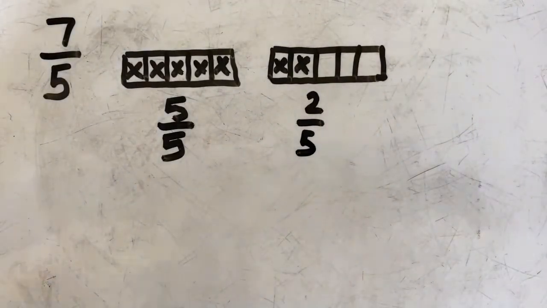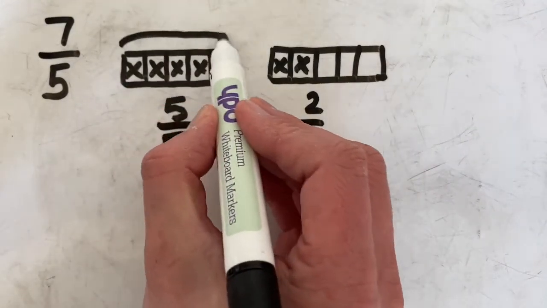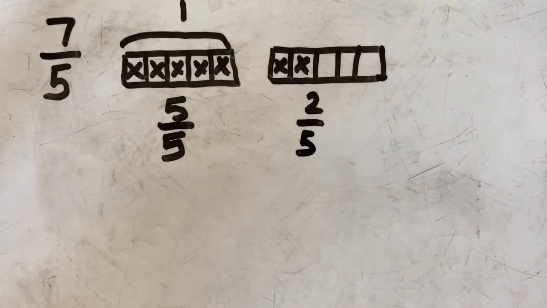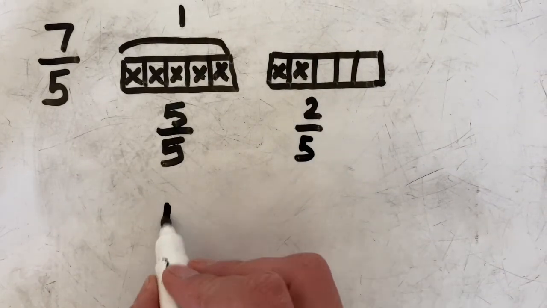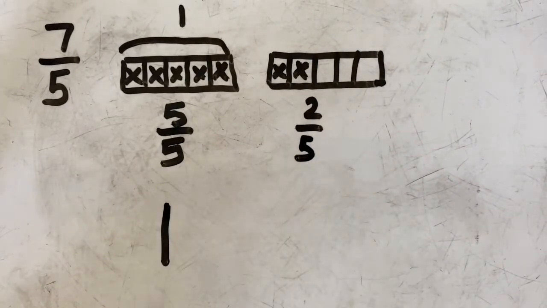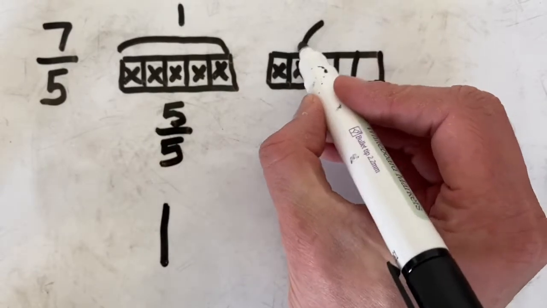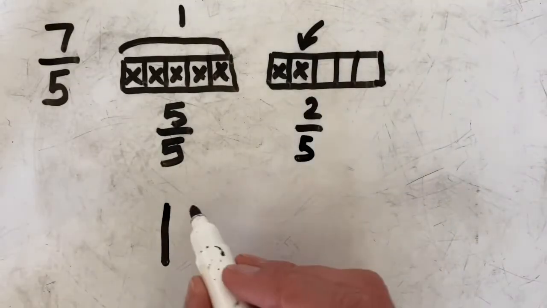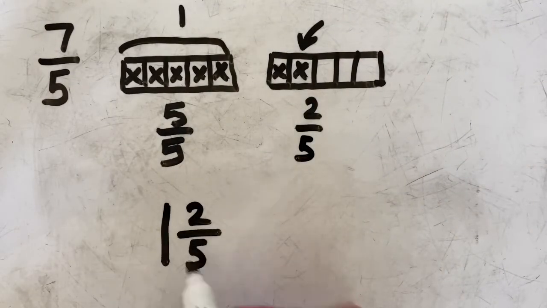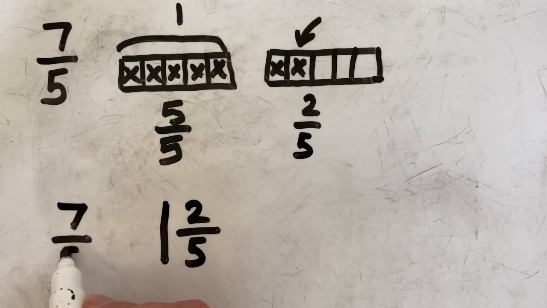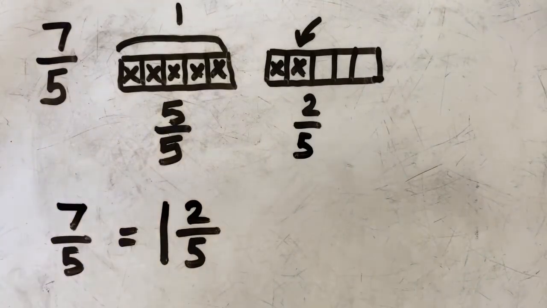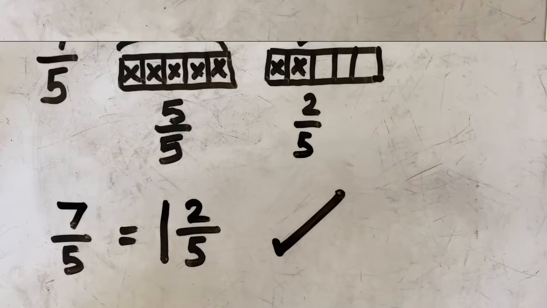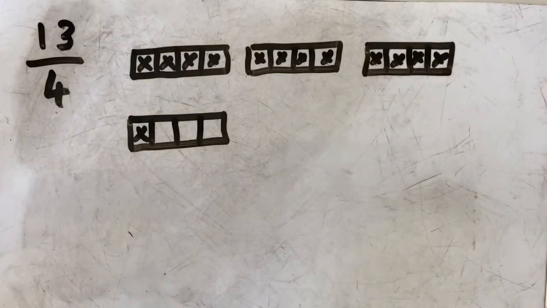But to convert these into a mixed number, we know that this one here is worth 1 whole. 5/5 is a whole. So 1 is the whole number of my mixed fraction. And then we look at what the remaining parts are, 2/5. So we know that 7/5 is the same as 1 whole and 2/5. Let's have another look. Let's look at 13/4.